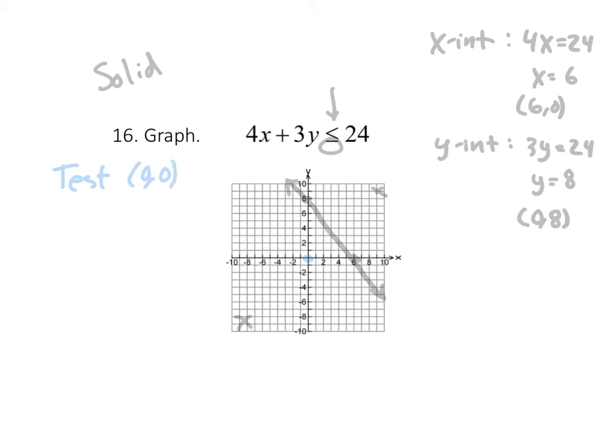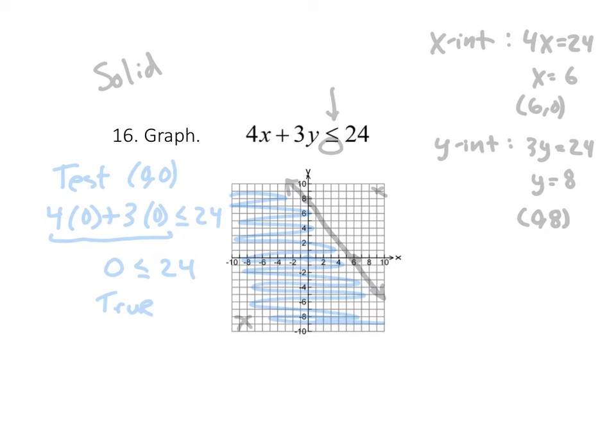the original inequality. That's 4 times 0 plus 3 times 0, and I want to see if that's less than or equal to 24. Well, this whole left side becomes 0. Is 0 less than or equal to 24? Yeah, it is. That's true, and that means that (0, 0) is a solution, and all the solutions are going to lie to the left and below this line, like so. If that value had been false, I then would have switched out to this side instead.